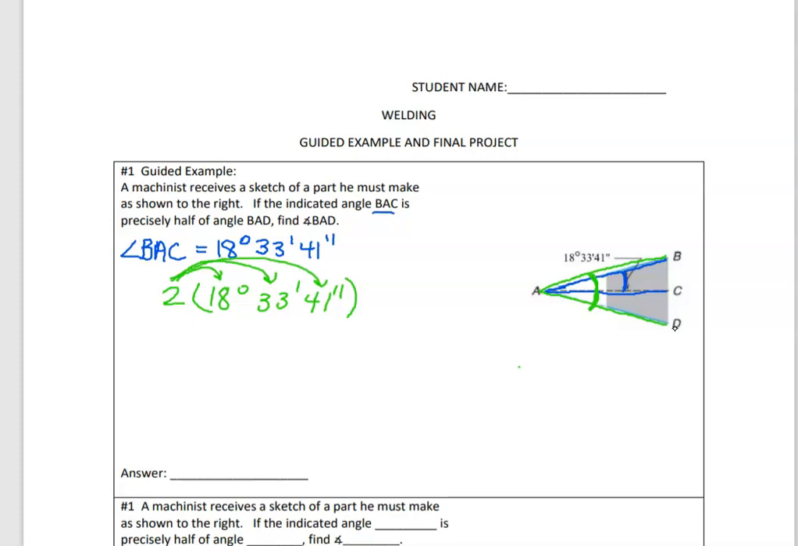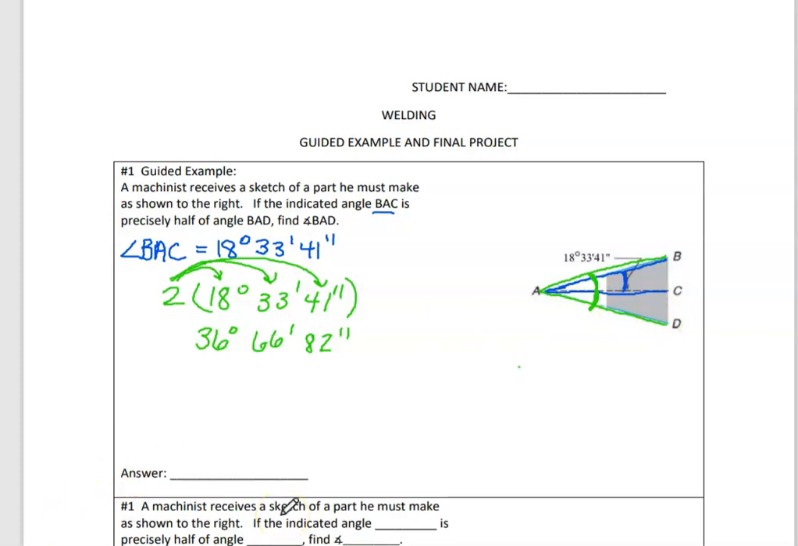Well, 2 times 18 is 36. 2 times 33 is 66. 2 times 41 is 82. Now, I want to be careful because this is not my final answer. I need to reduce this. So you need to know a few facts in order to do that.